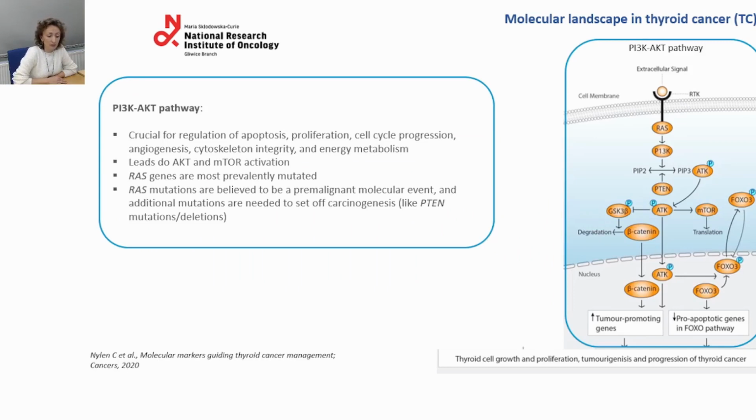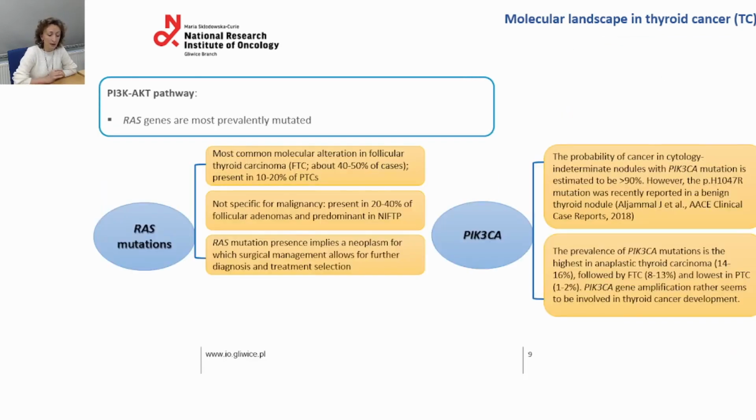The second major signaling pathway in thyroid carcinomas, the PI3K AKT pathway, is crucial for regulation of apoptosis, proliferation, cell cycle progression, angiogenesis, and many other processes. And the most altered genes in this pathway are RAS genes. RAS mutations are believed to be a premalignant molecular event, and additional mutations are needed to set off carcinogenesis. And RAS mutations are most common in follicular thyroid carcinomas. They are present in about 40 to 50% of cases.